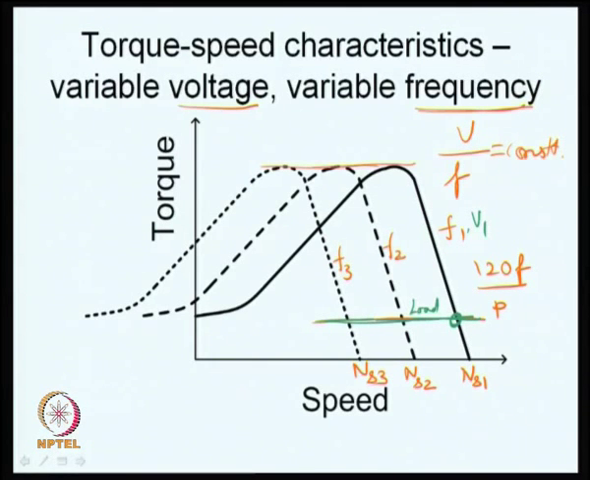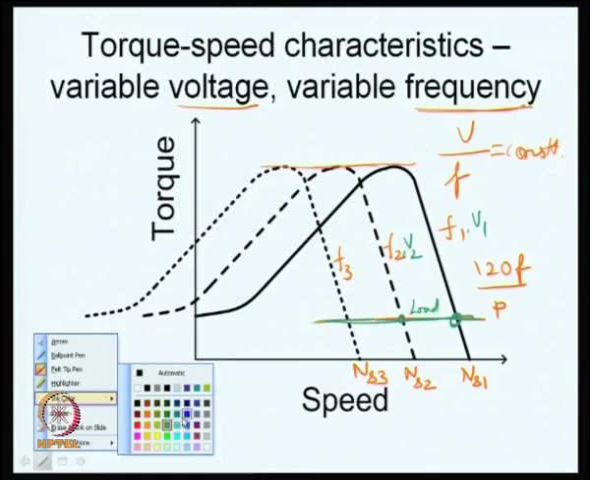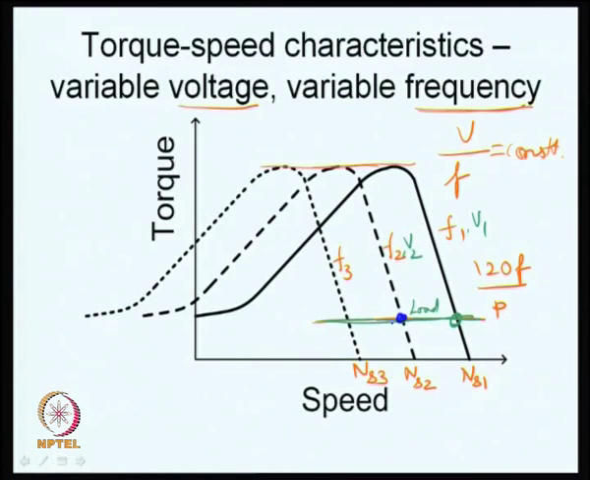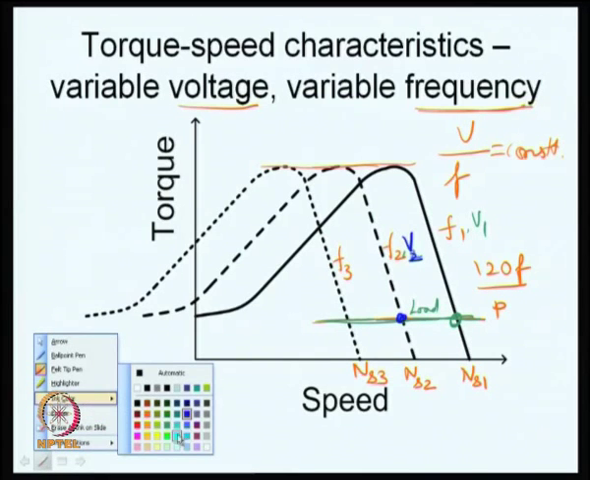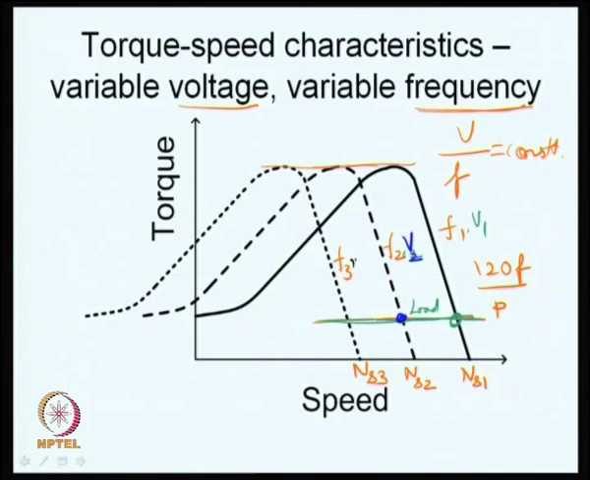If I apply a frequency f2 and a corresponding voltage V2 such that V by f is constant and equal to its rated value, now I can operate here at this point. Let me just change the color. So, this is when I have V2. Now, let us say I have yet another operating point, this is f3 and V3. So, here the same load can operate at this point. So, what you can do is you are able to control the speed.